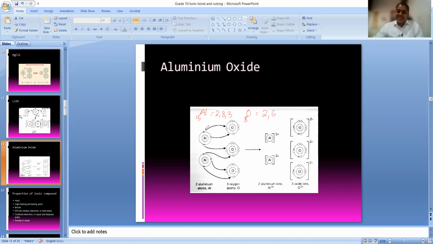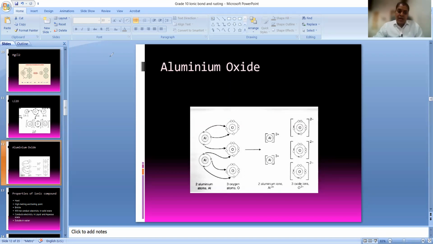Understand? Since each aluminium is removing 3 electrons, it is getting a 3 plus charge, and each oxygen is getting how many electrons? 2 electrons. So all get a 2 minus charge. So how will we write the formula? 2 aluminium we used, first write the metal, 2 aluminium we used, and oxygen, how many are there? 3. So Al2O3 is the formula, right?